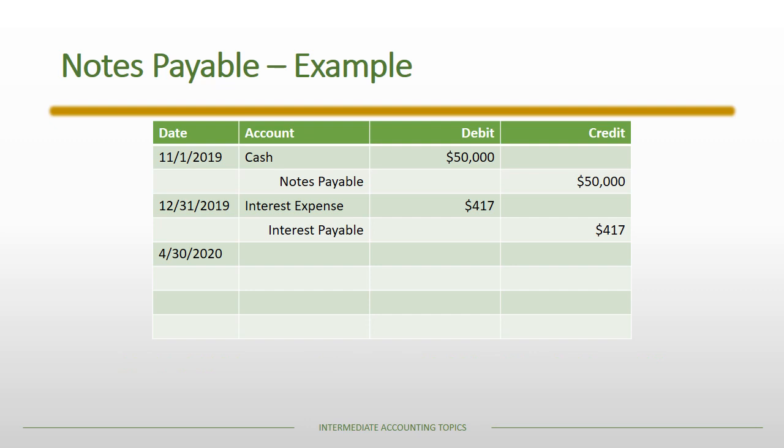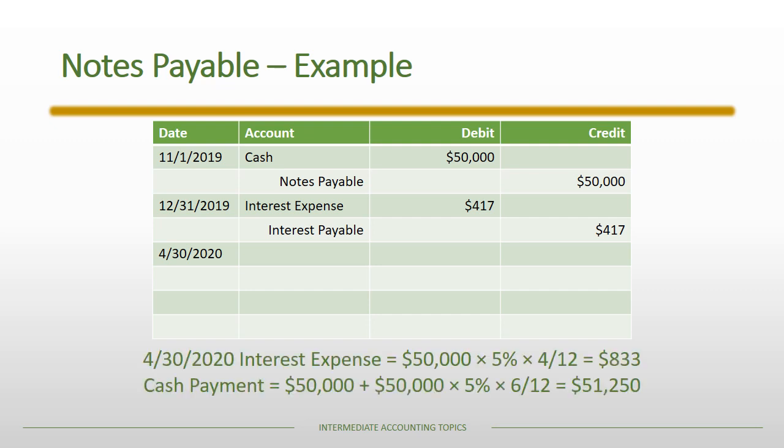And then on April 30th, 2020, the note matures. Not only do we have to pay the principal, but we also have to pay accrued interest. In addition, because time has passed, we need to record an additional interest expense. The interest expense for the remaining 4 months is 4/12 times 5% times $50,000, which is $833. The cash payment is the principal and 6 months of accrued interest with an annual rate of 5%. So in total, they owe $50,000 for the note payable and $1,250 for accrued interest. And so, of course, we have the interest expense, we have the interest payable that was previously accrued, and we have the cash payment.